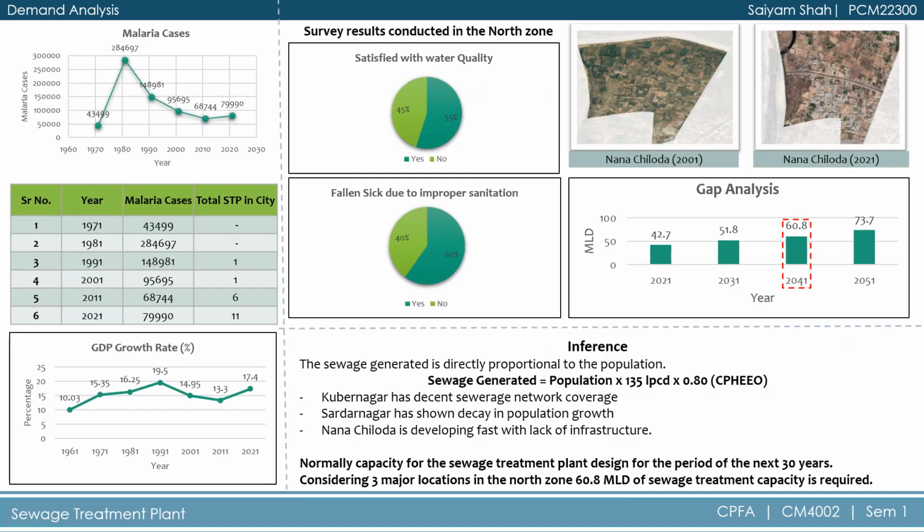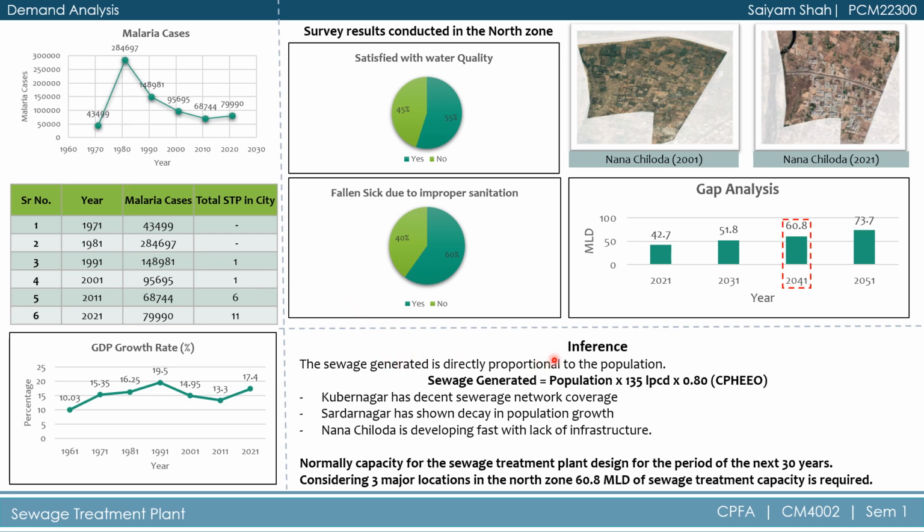The charts show different surveys conducted in North Zone for understanding the current condition in that region. Three areas are taken into consideration: Sardar Nagar, Kuber Nagar and Nana Chiloda. The figure shows the increase in land use from 2001 to 2021 in the Nana Chiloda area. The table indicates the cases of malaria from decade to decade with STP numbers. Hence, an increase in STPs will lead to reduced health issues in Ahmedabad city.